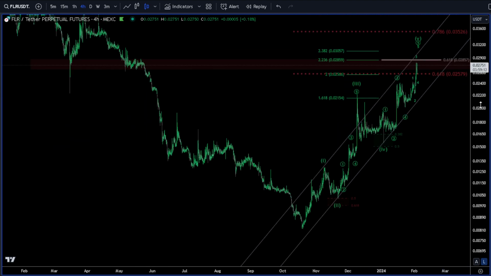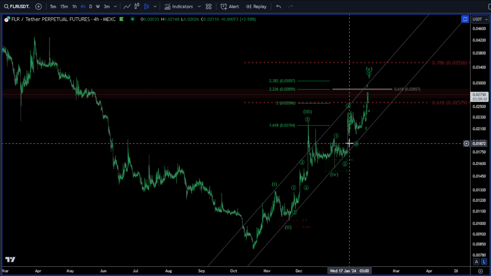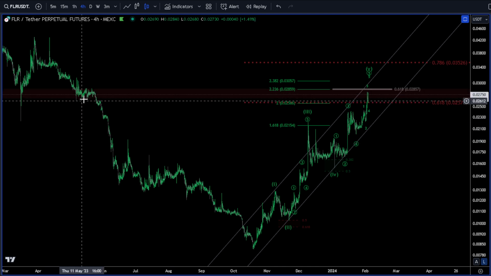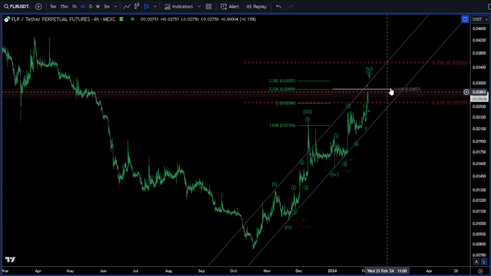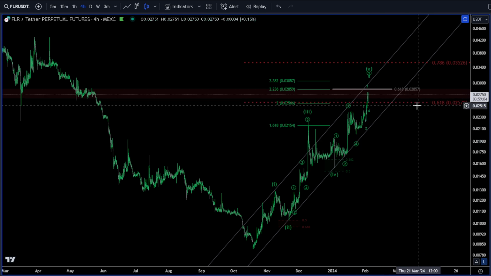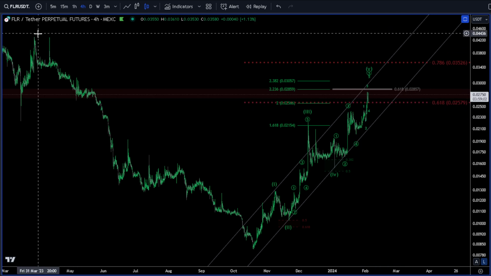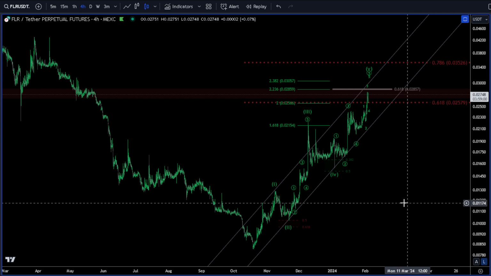Some important areas to keep track of. We have an order block over here on the left from the selling pressure originally. We also just passed the 0.618 retracement of the entire move to the downside.